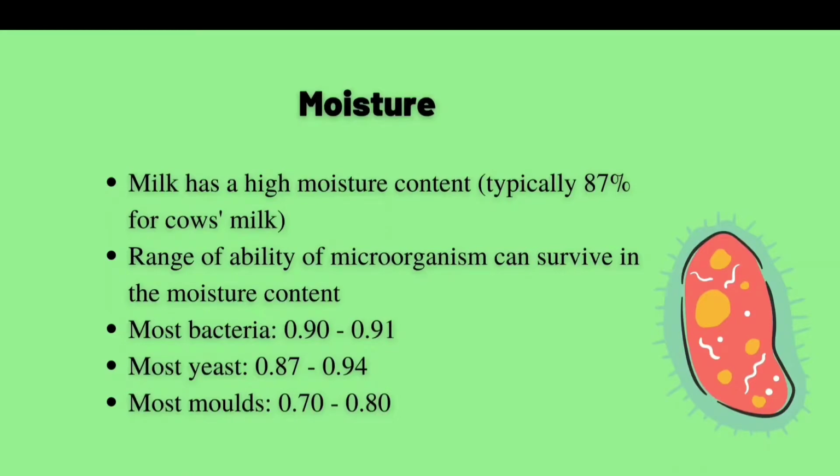Microorganisms vary greatly in their ability to survive. For example, most bacteria can survive at 0.90 to 0.91. Most yeasts can survive at 0.87 to 0.94. Most molds can survive at 0.80 and below.